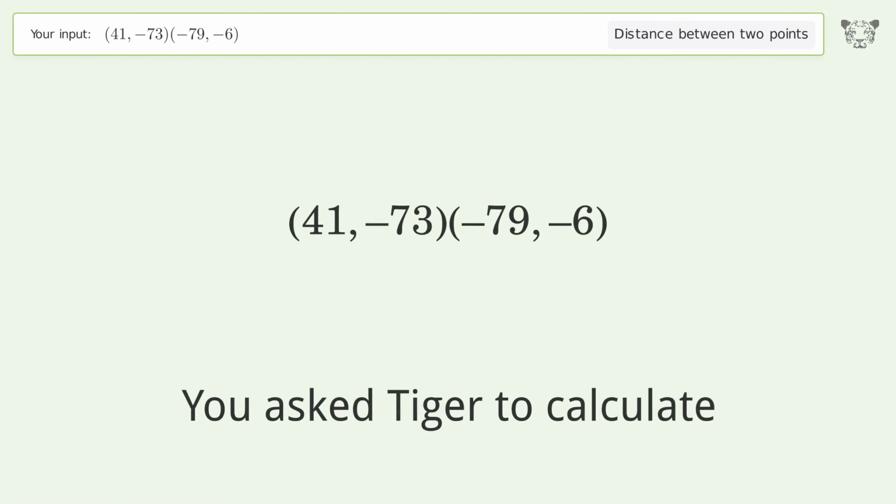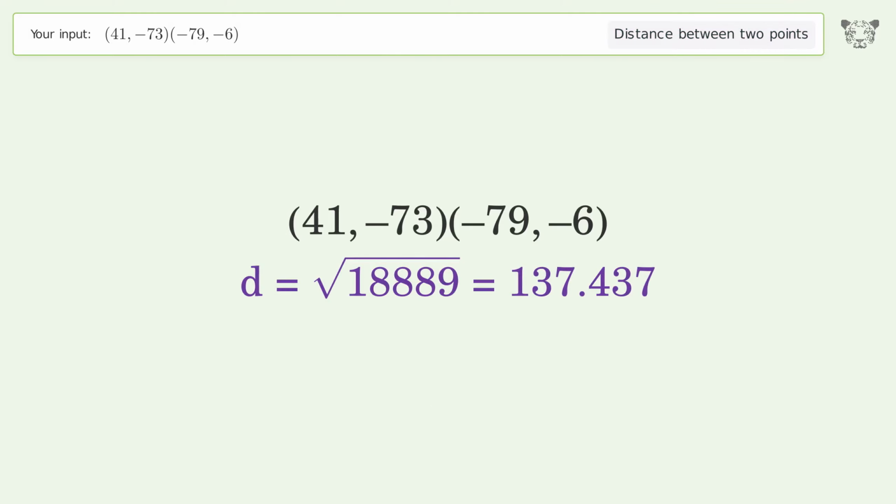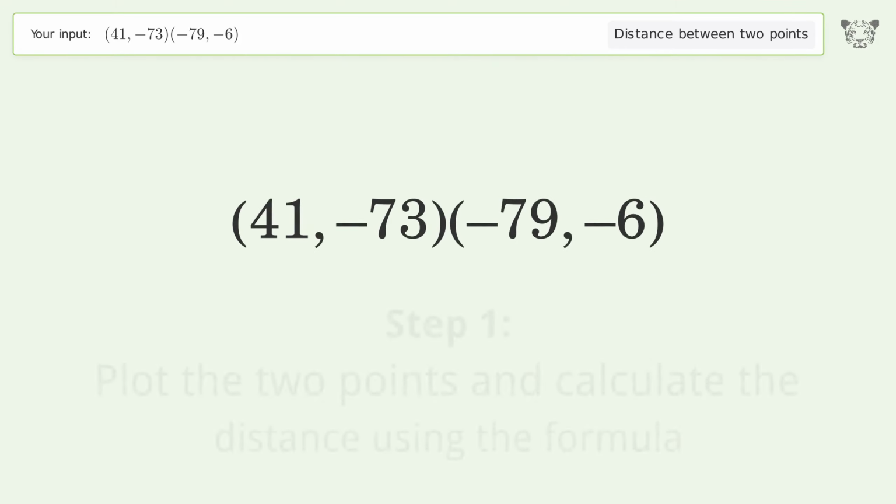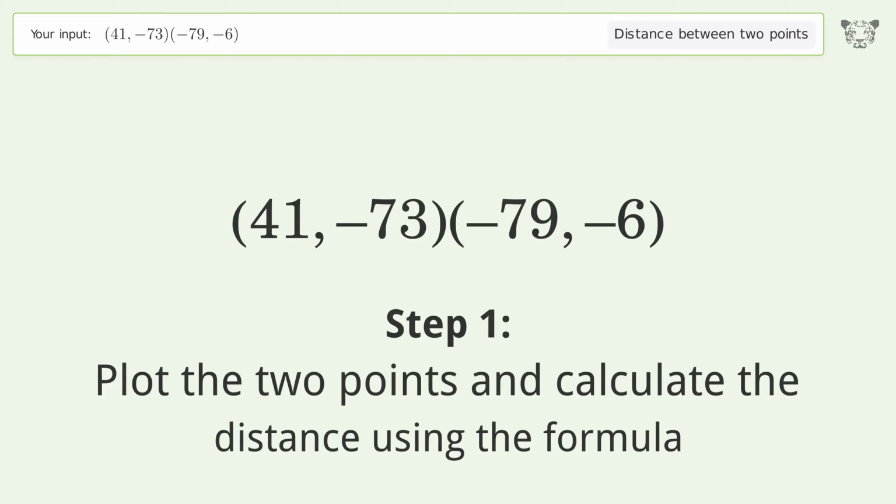You ask Tiger to calculate. This deals with the distance between 2 points. The distance between the 2 points is the square root of 18,889 or 137.437. Let's solve it step by step. Plot the 2 points and calculate the distance using the formula.